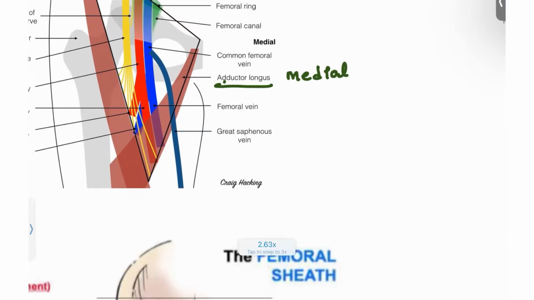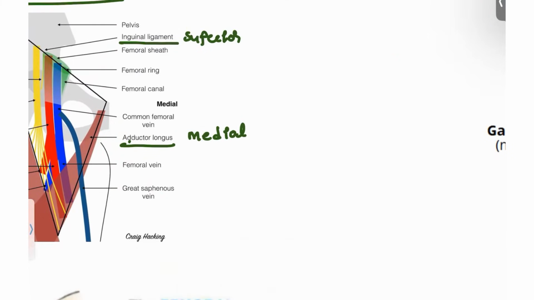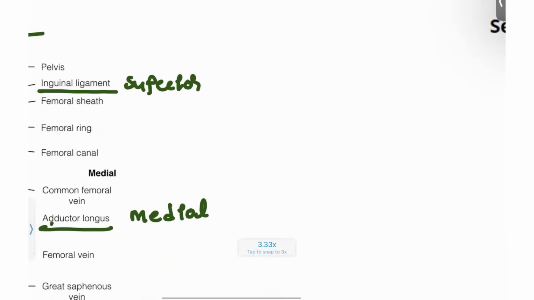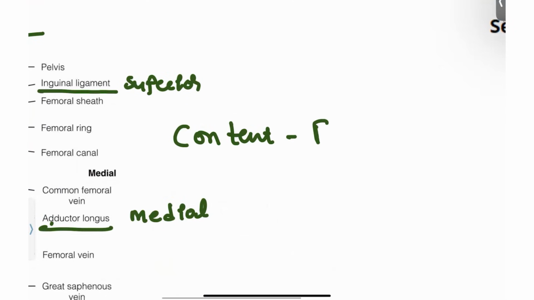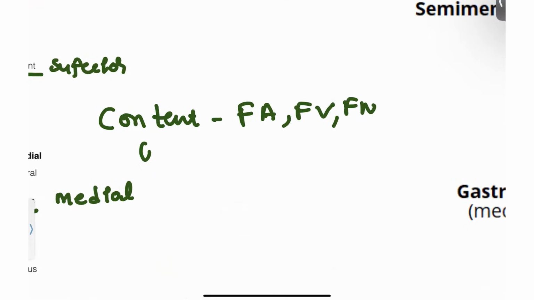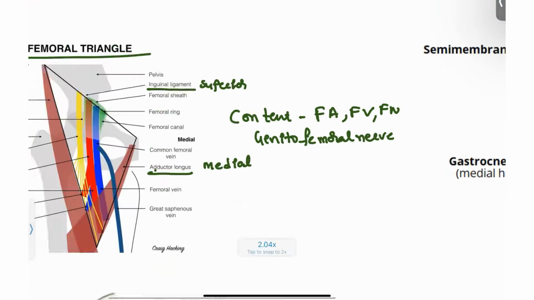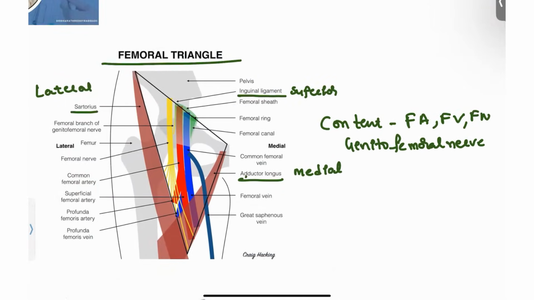And what about the contents? The contents of the femoral triangle are the femoral artery, femoral vein, and femoral nerve. Along with that, you also have to remember it also contains the genitofemoral nerve. This is the content of the femoral triangle and its borders.